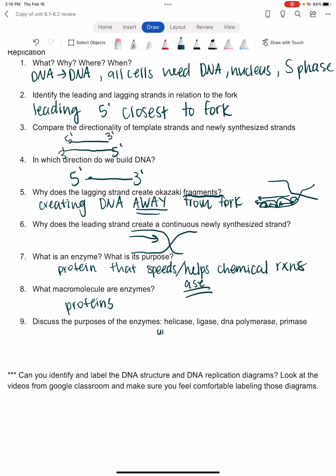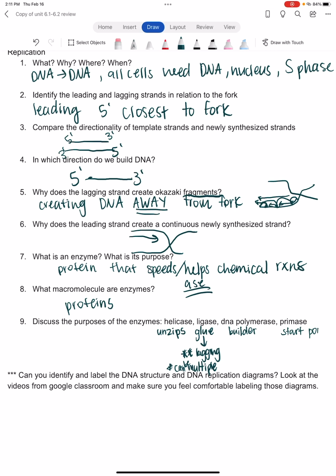So helicase, unzip. Remember, there's just going to be one. There's just one. Ligase, glue. So ligase will glue, and that means that ligase only works on the lagging strand, and there can be multiple ligases. There will be in your diagrams. Can be multiple. DNA polymerase is the builder. It's going to be on both strands because we're just building. And then primase is the starting point.